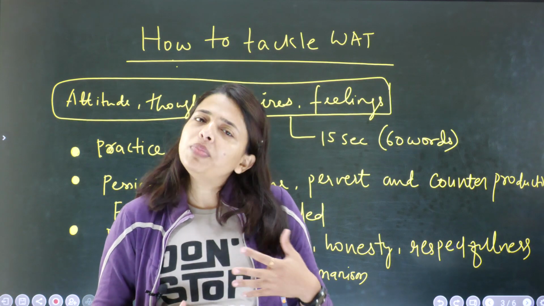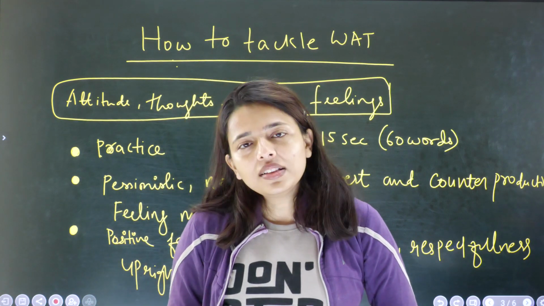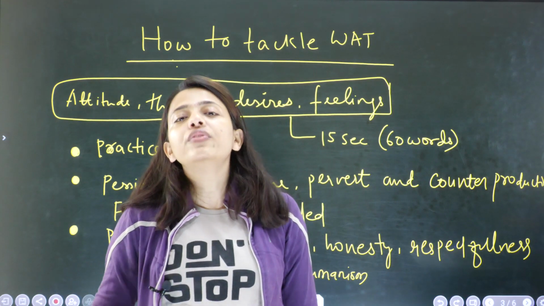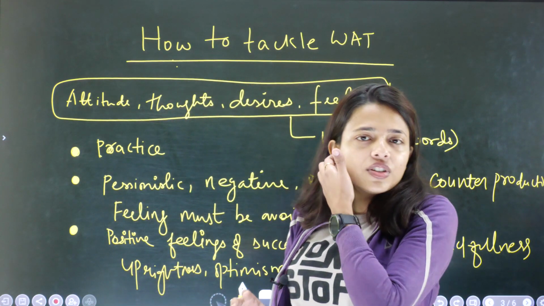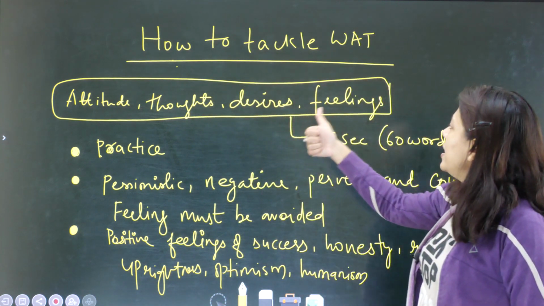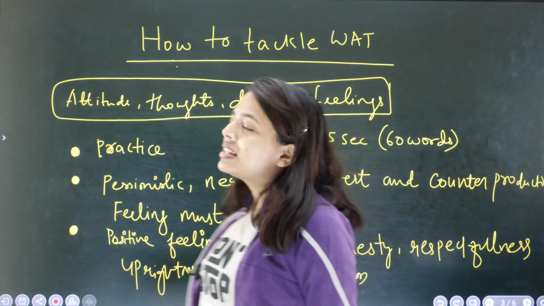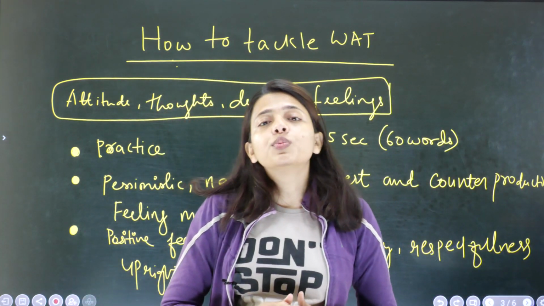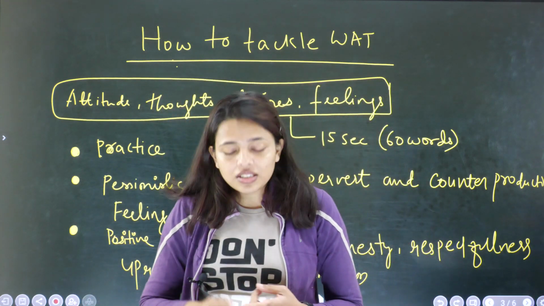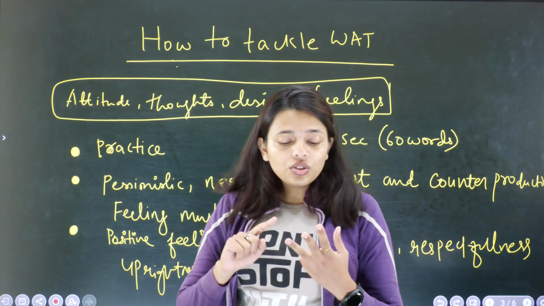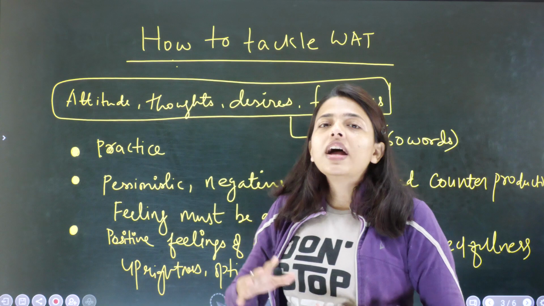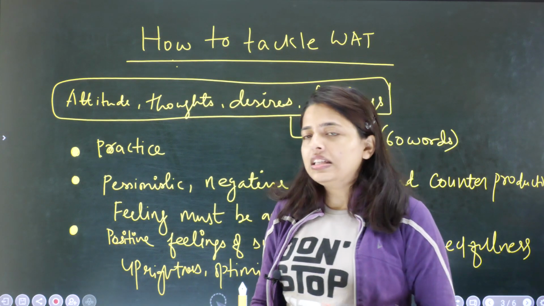Now, I have made various videos over how to tackle the WAT, but this is something different and you will get to know after watching the whole video. Now, let us start first from the basics. As I have written here, attitude, thoughts, desires and feelings. So, this is the thing which they test in word association test. They test your attitude, they test your desires, they test your thoughts and they test your feelings. So, basically it's a test of checking your attitude, thoughts, desires and feelings.